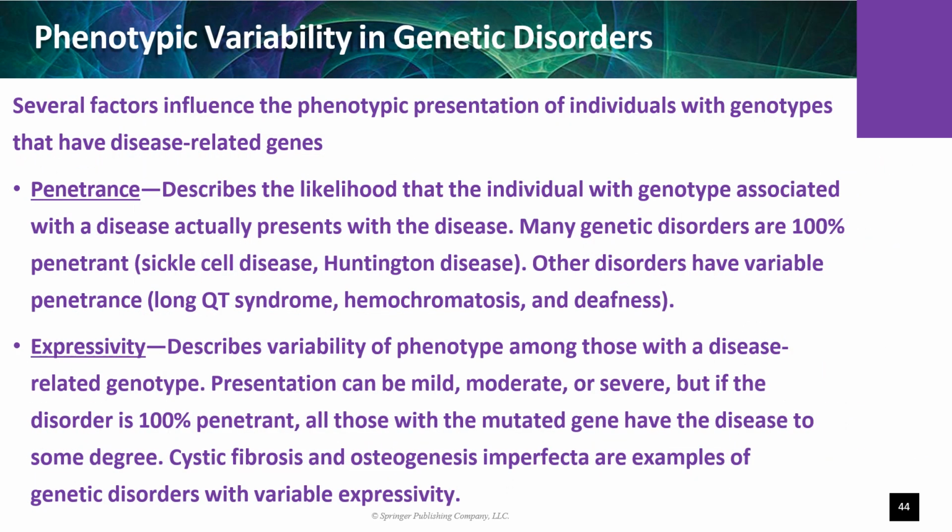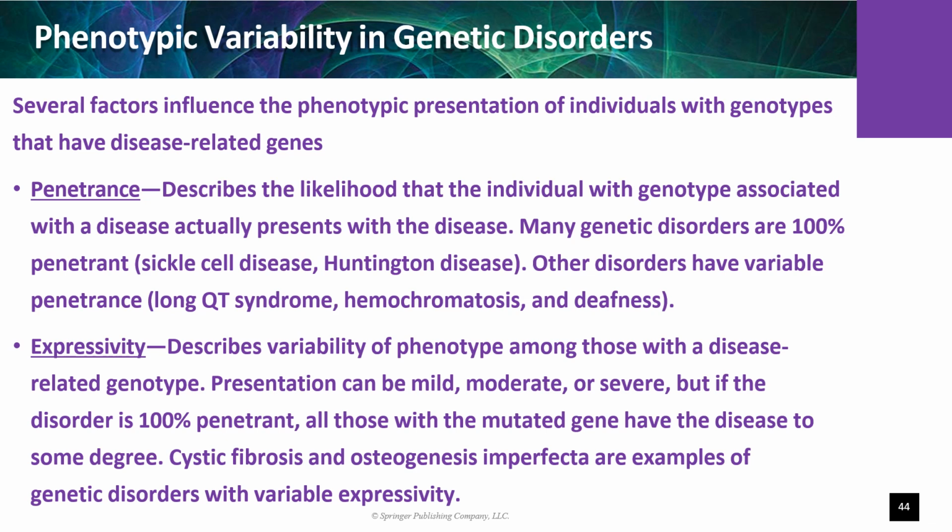Penetrance is the percentage of individuals with a mutation who develop the related phenotype. Cystic fibrosis is 100% penetrance, meaning every individual with a mutation of the CFTR gene will have the disease. Reduced penetrance can occur in autosomal dominant and autosomal recessive disorders. Examples are retinitis pigmentosa and long QT syndrome.